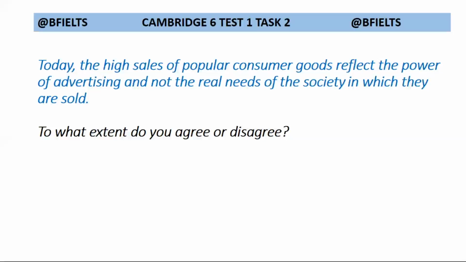It says today high sales of popular consumer goods reflect the power of advertising. What does it mean? What are consumer goods? Consumer goods are things like mobile phones, clothes, various kinds of appliances that can be bought for home, and so on. You can see the words high sales here. So if you look at the essence of the sentence, it says that people are buying more and more of these products, like I've mentioned, clothes, phones, home appliances, and so on.